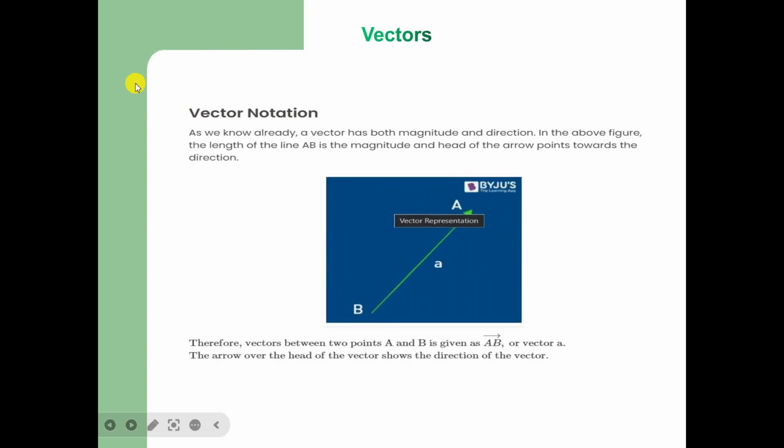Here is the vector notation. For example, we have two points A and B. As we know already, a vector has both magnitude and direction. In this figure, the length of the line AB is the magnitude and the head of the arrow points towards the direction. Therefore, the vector between two points A and B is given by this vector AB. This is the sign for the vector, or vector A. The arrow over the top of the vector shows the direction of the vector.